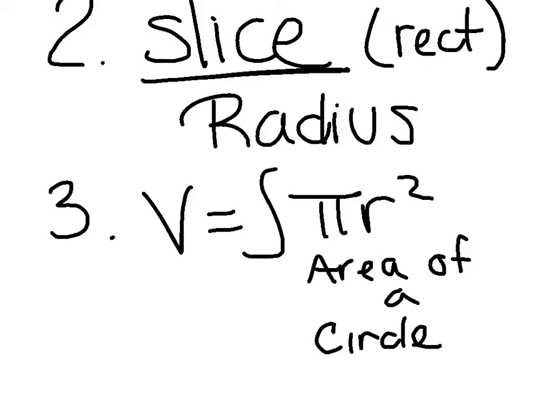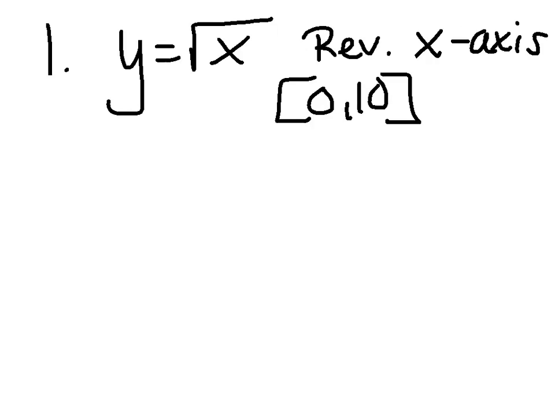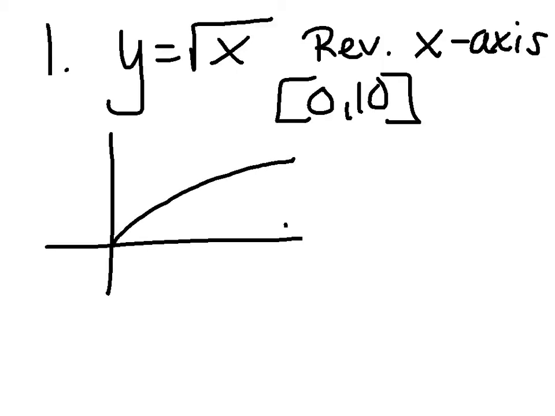All right, so let's dive into our first example. Y equals the square root of x. We're going to revolve it around the x-axis from 0 to 10. Okay, so it's going to look very similar to that picture I just drew. So let's go ahead and sketch it out. Here's radical x, and I'm just going to say this is my 10.